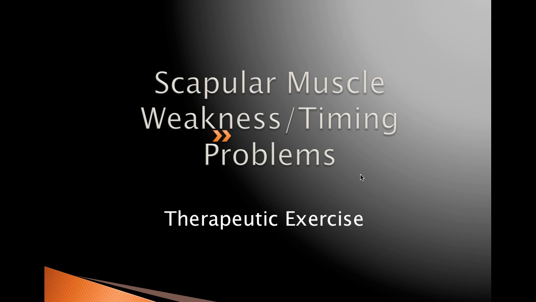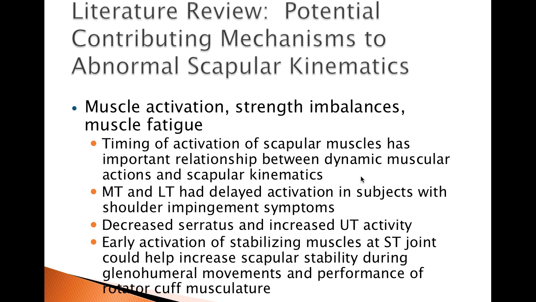Okay, let's talk about scapular muscle weakness or timing problems. Why might someone have abnormal scapular kinematics or an altered scapulohumeral rhythm? We know that the activation of these scapular muscles has to be spot on for someone to have normal elevation. If the force couple firing is altered, that can cause all types of problems.